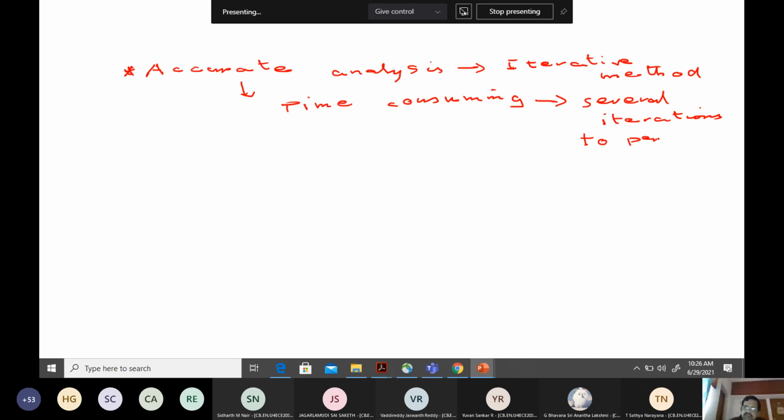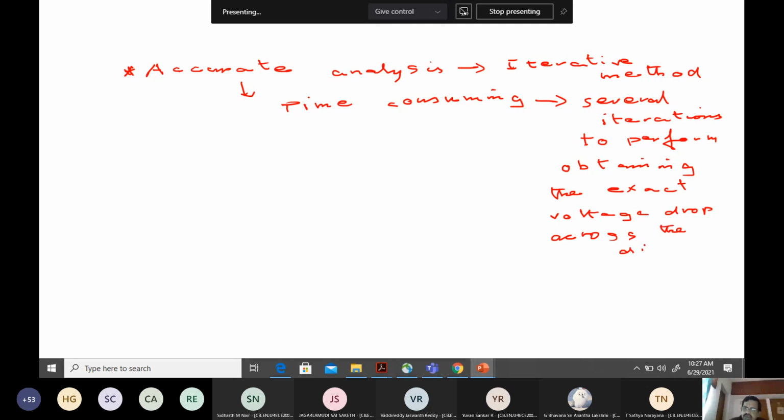Several iterations to perform for obtaining the exact values, the exact voltage drop across the diode and the current flowing through it. So the cost of analysis is quite high. Okay, that is the thing.